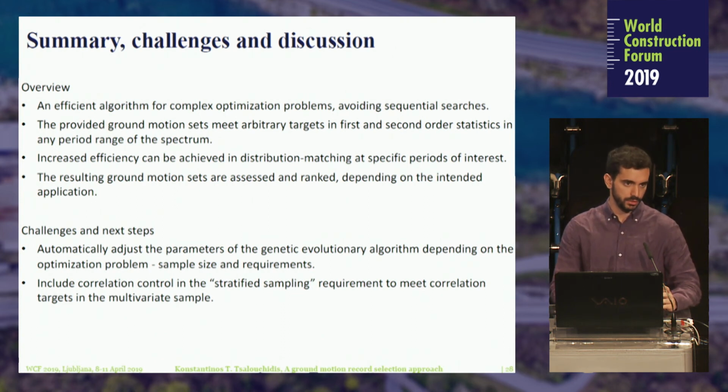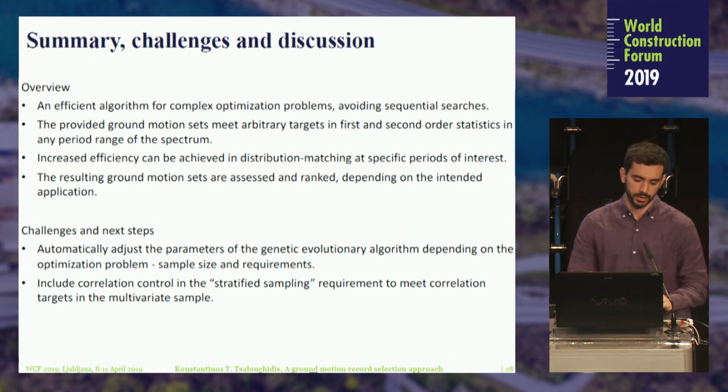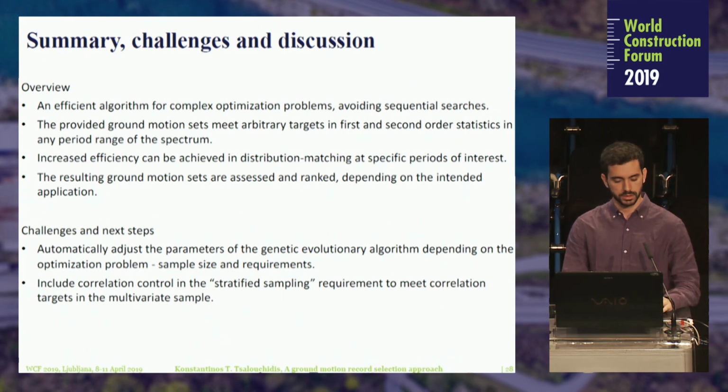That was the overview of the methodology and my presentation, and a little bit about the challenges and the next steps. We should improve how the genetic algorithm works in order to make it adjustable to the specific problem. So if different targets need to be met, maybe the algorithm can work even better at selecting the ground motion records, and also include some other statistical requirements that might be of interest, such as correlation control.